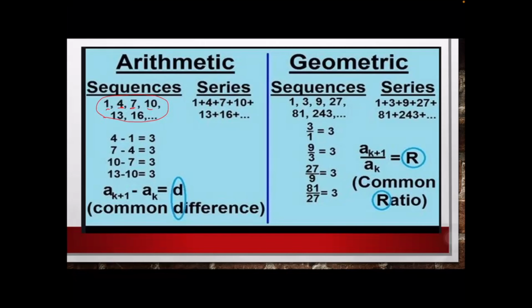For the geometric, the sequence that you will have here is 1, 3, 9, 27, 81, and 243. So we have to find the common ratio. What we're going to do is 3 divided by 1. The answer is 3. 9 divided by 3, the answer will be 3, and 27 divided by 9, the answer is also 3. So therefore, the r is 3, or the common ratio is 3. So dapat pare-pareho sila. Kapag meron nag-iba, hindi na siya belong dun sa given.